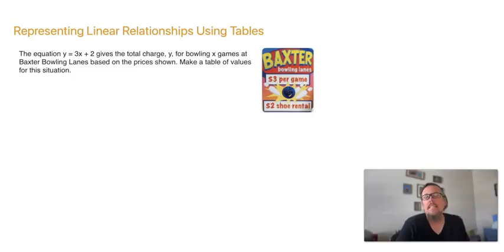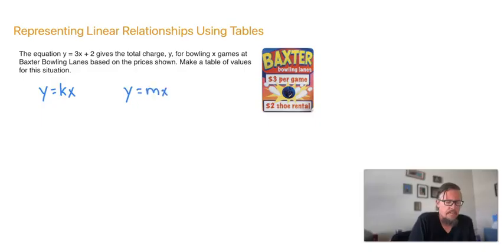We're going to represent a linear equation using a table, and this is an example of a linear relationship that is non-proportional. You may recall from some of our earlier videos that a proportional relationship is one that can be represented using the equation y equals kx, where k is the constant of proportionality, or sometimes we say it's represented using y equals mx plus b, where b equals 0.